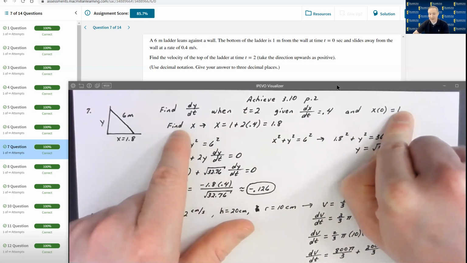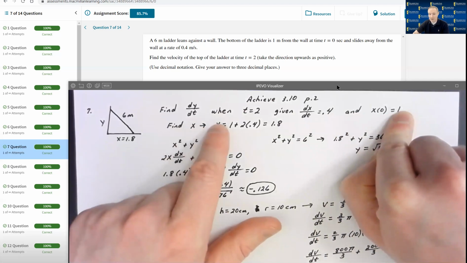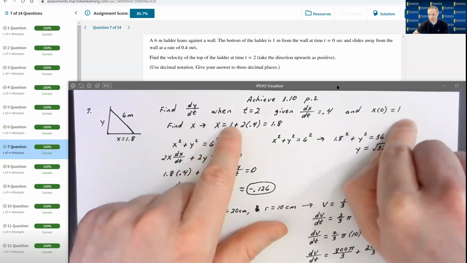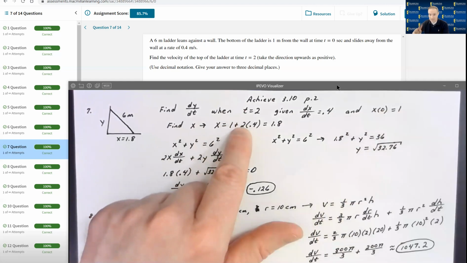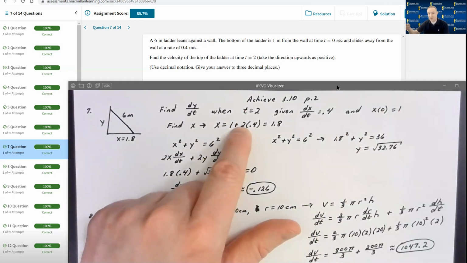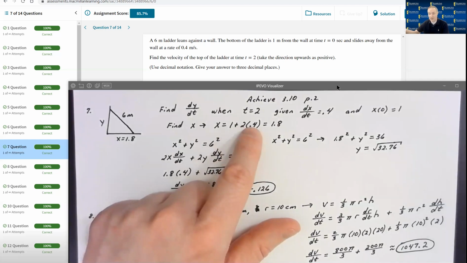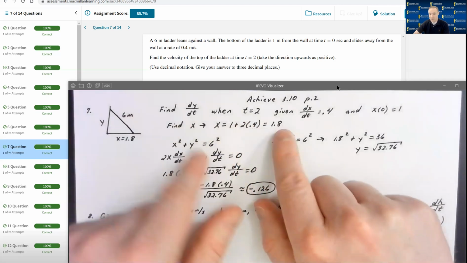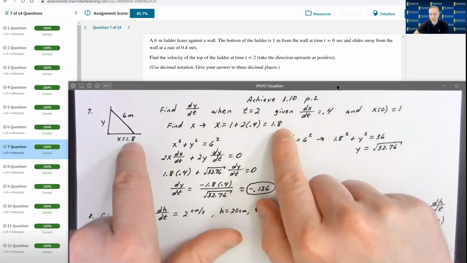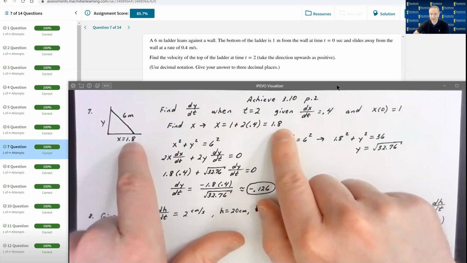I have to find x at the point of interest. x is going to be the initial size plus the time that has elapsed, 2 seconds, times the rate. It's increasing at a rate of 0.4 meters per second. So you can say, well, that's going to be 1 plus 2 times 0.4. That's going to be 1.8. That's where that horizontal distance came from there.